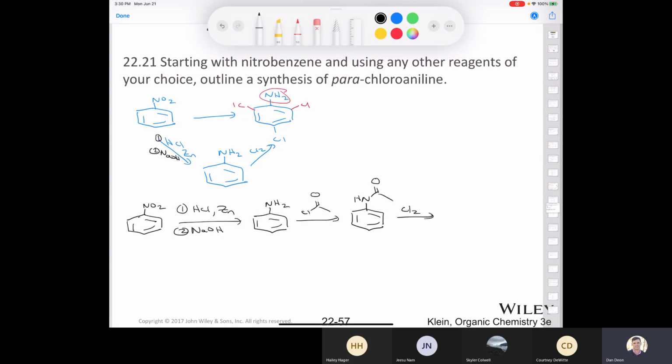I treat that with chlorine. That's going to put the chloro in the para position because it's less sterically hindered. And then to remove my acetyl group, all I have to do is treat that with sodium hydroxide. There you go. And that is going to give me the final product, which looks like this. There we go. And there we go. Just like that. Kind of a cool synthesis.